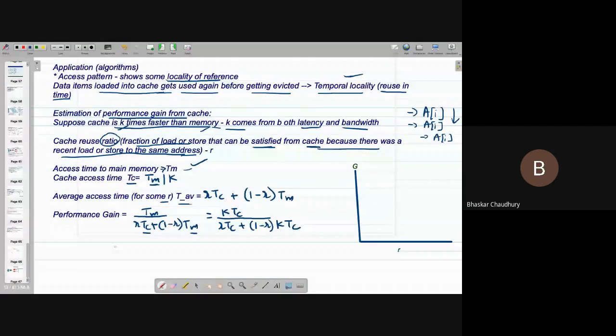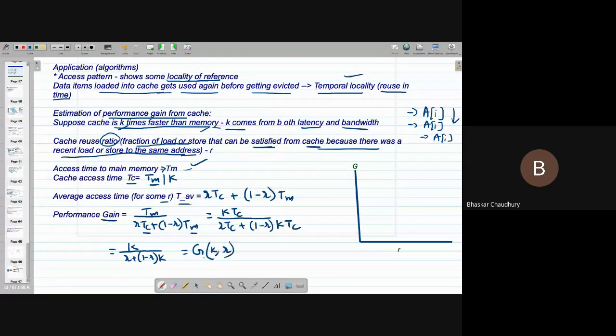So how much are you getting? K divided by R plus 1 minus R K. If I denote this performance gain by G, you can see that G is a function of both K and R. What is K? K comes from the architecture, because your cache is K times faster than the memory. And what is R? The R comes from your code actually. What is the reuse ratio in your code? So this picture is clear to all of you, how both the things are connected with each other, the performance gain.